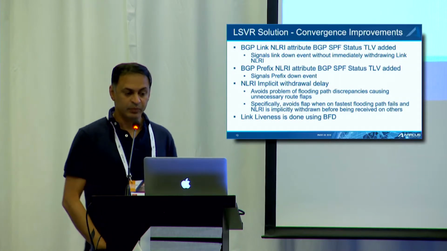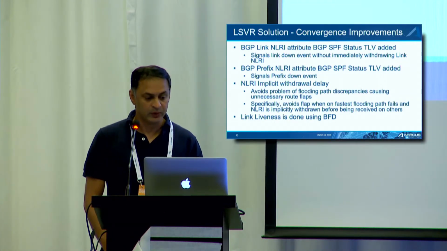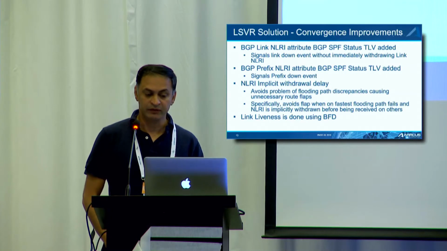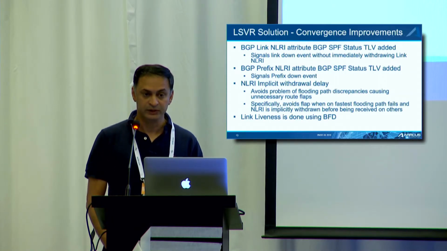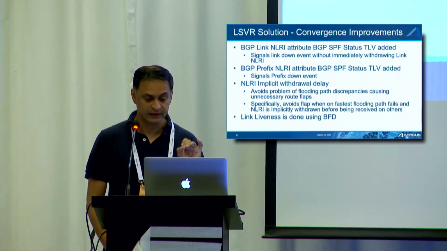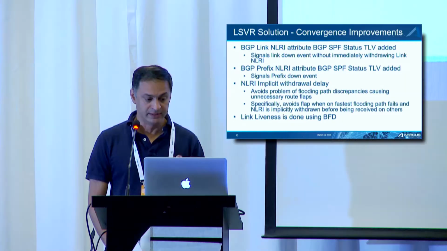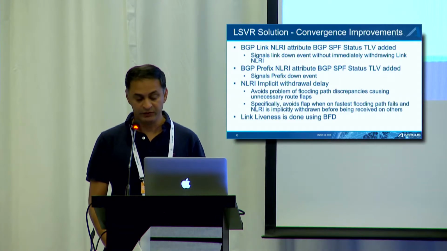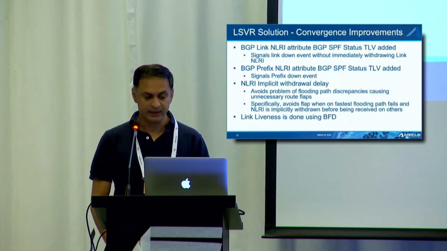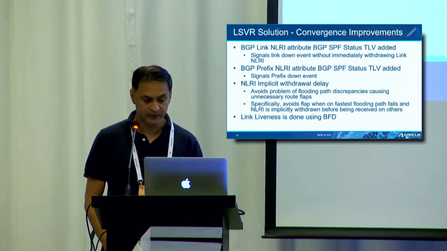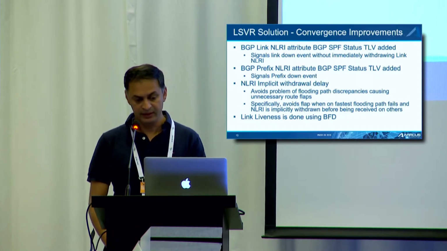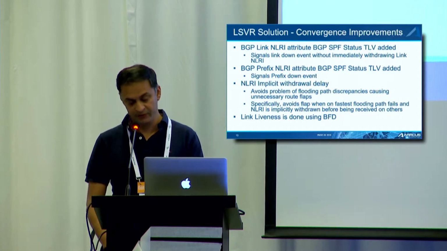From the convergence standpoint, it's pretty sleek. The protocol has developed a couple of new TLVs. Their job is to make sure that anytime a link is signaled down or a prefix is signaled unavailable, you basically announce that ahead of withdrawing the necessary LSAs, equivalent of that inside BGP updates, so that you facilitate fast convergence. There is a tunable implicit withdrawal timer as well that avoids unnecessary flooding of the packets. Again, the link level liveness is done using BFD.